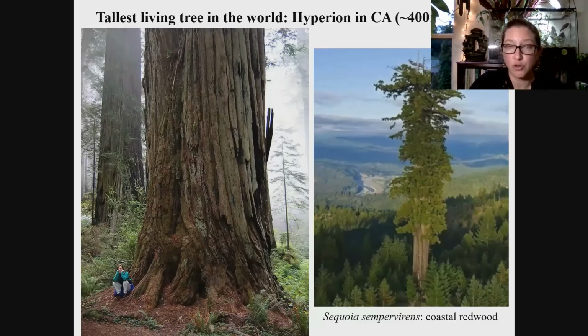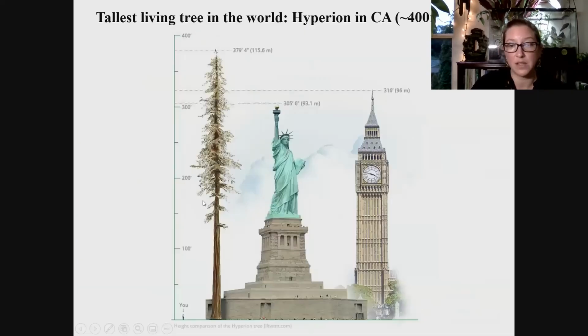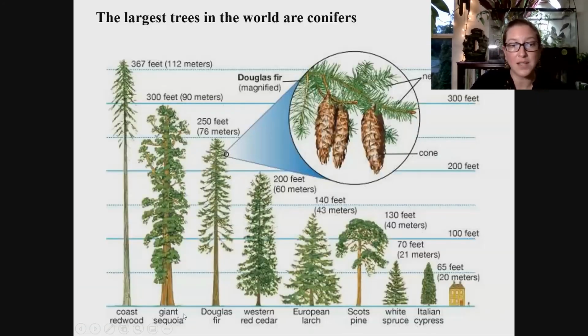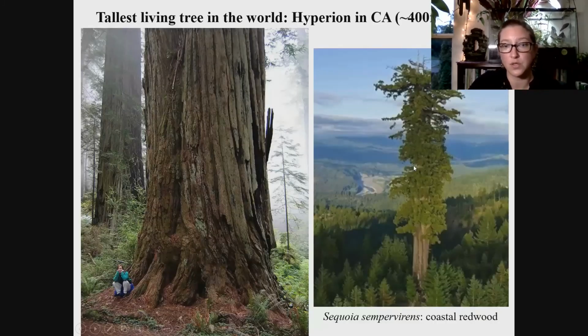The tallest living tree in the world is one of these sequoias, and they've named it, of course, because it's so big: Hyperion. It's in California. It's about 400 feet tall. It's one of those coastal ones, so I should be clear here. The giant sequoia and coastal redwoods are both types of sequoia. So here you go, Sequoia sempervirens, that's the coastal redwood.